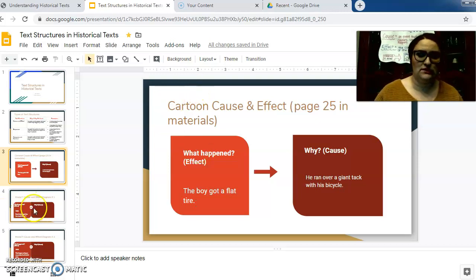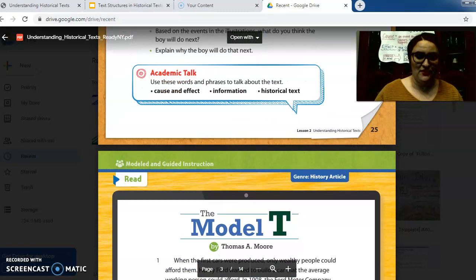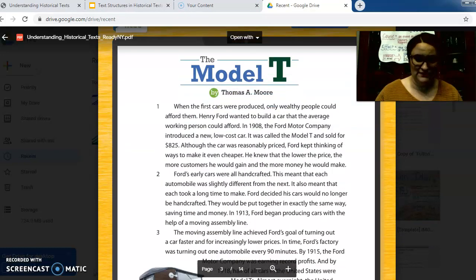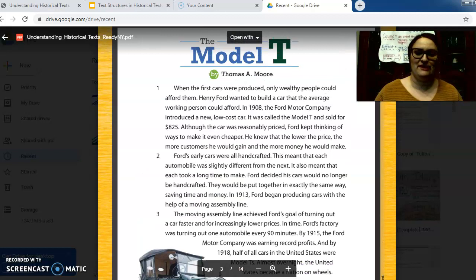So now we're going to practice this by reading aloud the next text, which is the Model T. The Model T is this car down here. It used to be really, really popular. Super old-fashioned, but it used to be that everyone that had a car had one. So we're going to read about that. There's a couple different examples in here of cause and effect. Obviously, historical text. So we're going to be reading this, and we're going to be filling out our cause and effect chart.